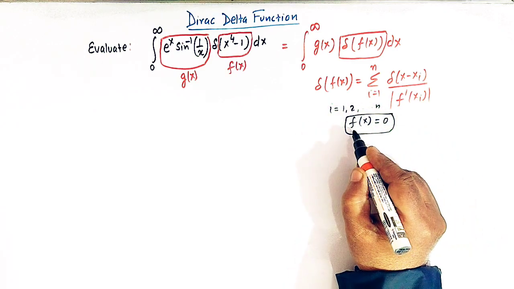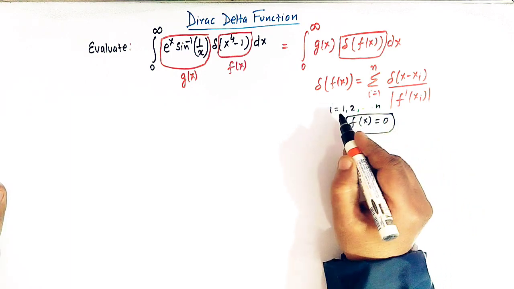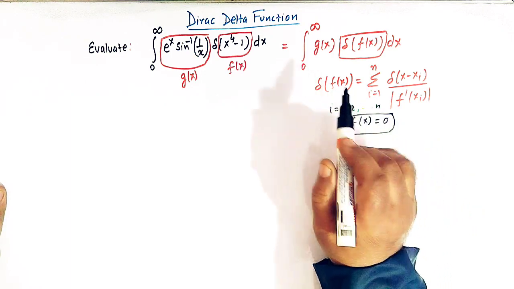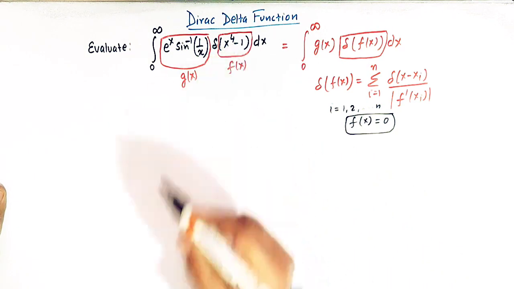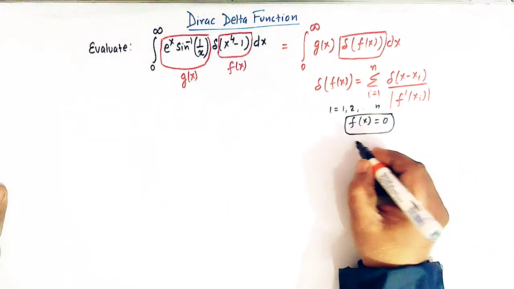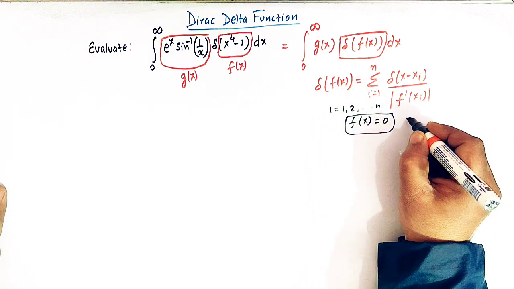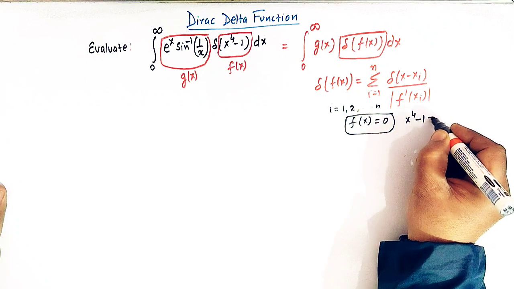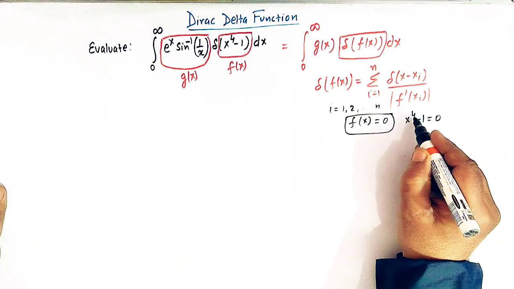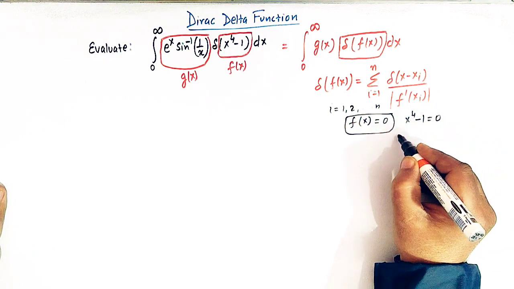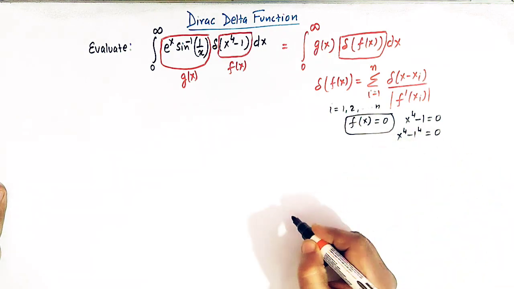So this is the equation f of x is equal to 0, which has n roots, and here f of x is given by x raised to 4 minus 1. So first step is to solve this equation f of x is equal to 0. So we have x raised to 4 minus 1 is equal to 0, right? So now x raised to 4 minus 1 can be written as x raised to 4 minus 1 raised to 4 is equal to 0.